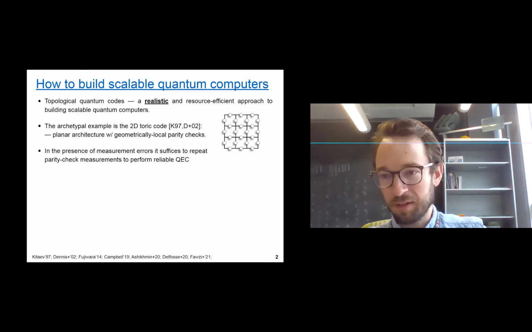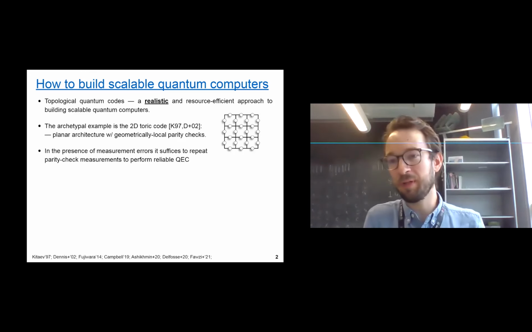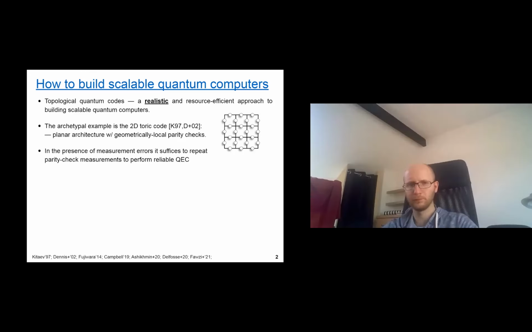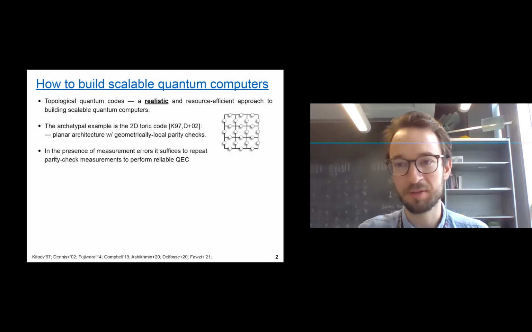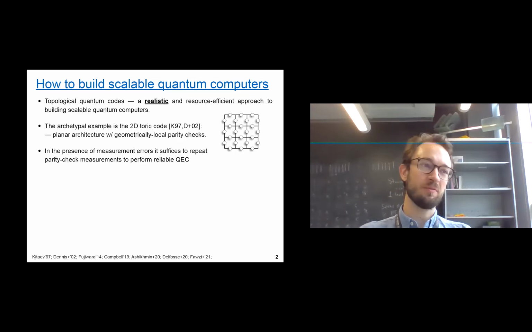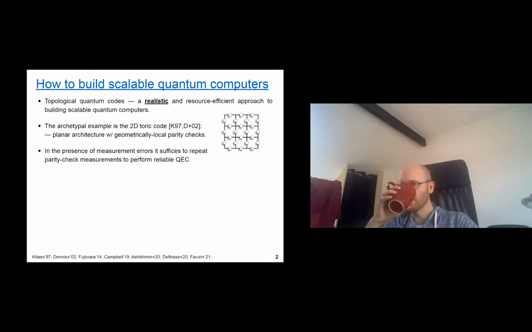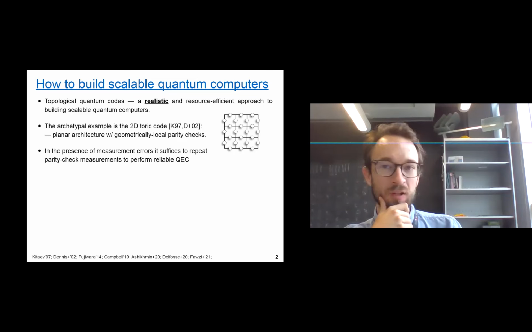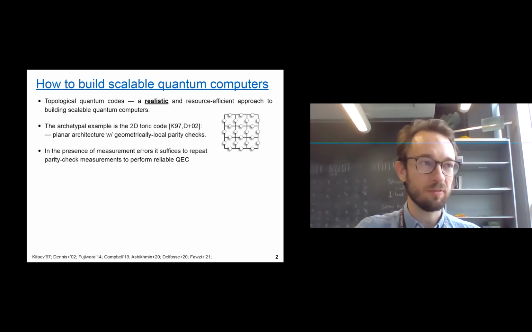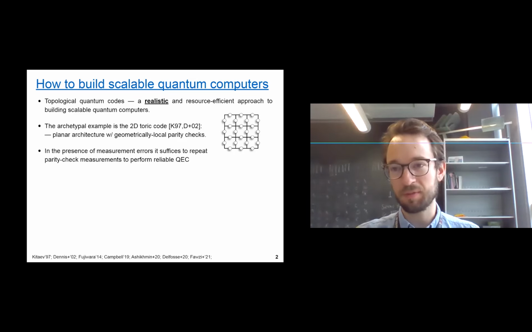And the question is, in the quantum case, unlike the classical, we have to worry more about measurement errors. There's a standard method for fixing this problem, and that is to repeat the parity check measurements. But the problem is this introduces some kind of overhead, so you have to repeat the measurements.